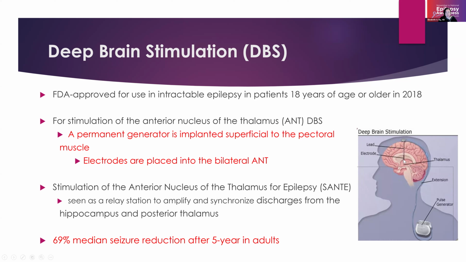So the anterior nucleus of the thalamus is seen as a relay station that amplifies and synchronizes discharges from the hippocampus and the posterior thalamus. So by stimulating the anterior nucleus of the thalamus, you can abort the seizures. And there's a 69% median seizure frequency reduction after 5 years in adults.